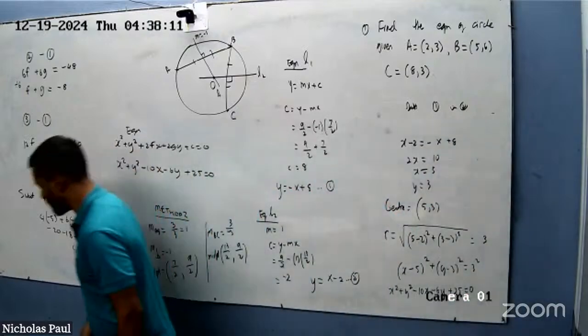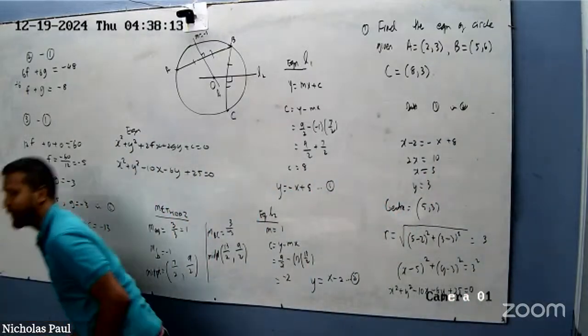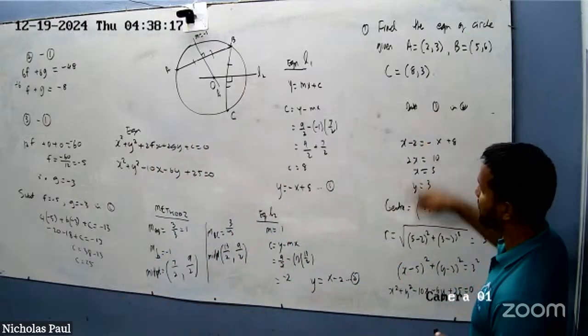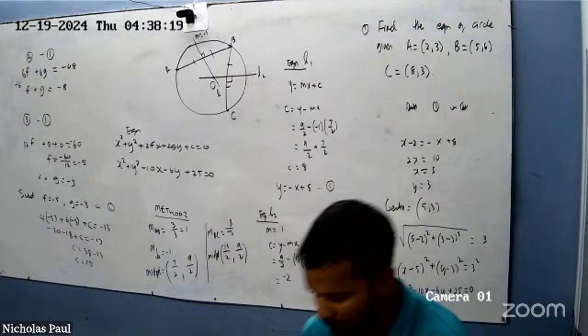Any questions? Which one is here? Method 1 or method 2? So look how short method 2 was. Yeah, I find method 1.